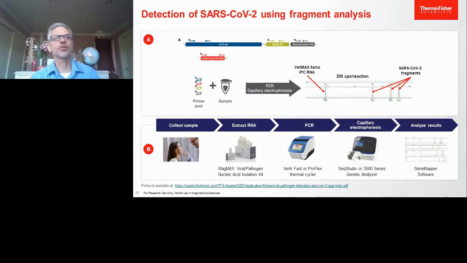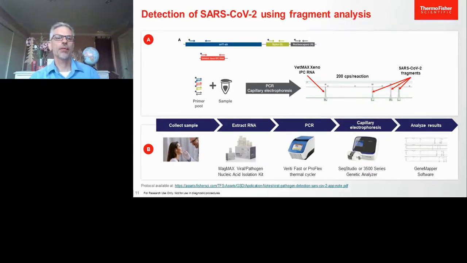And the sensitivity of this approach is similar to qPCR methods, and more details on the protocol and an application note can be found on the Thermo Fisher website as shown on the slide, including the sequences of all of the primers that are used in the assay.